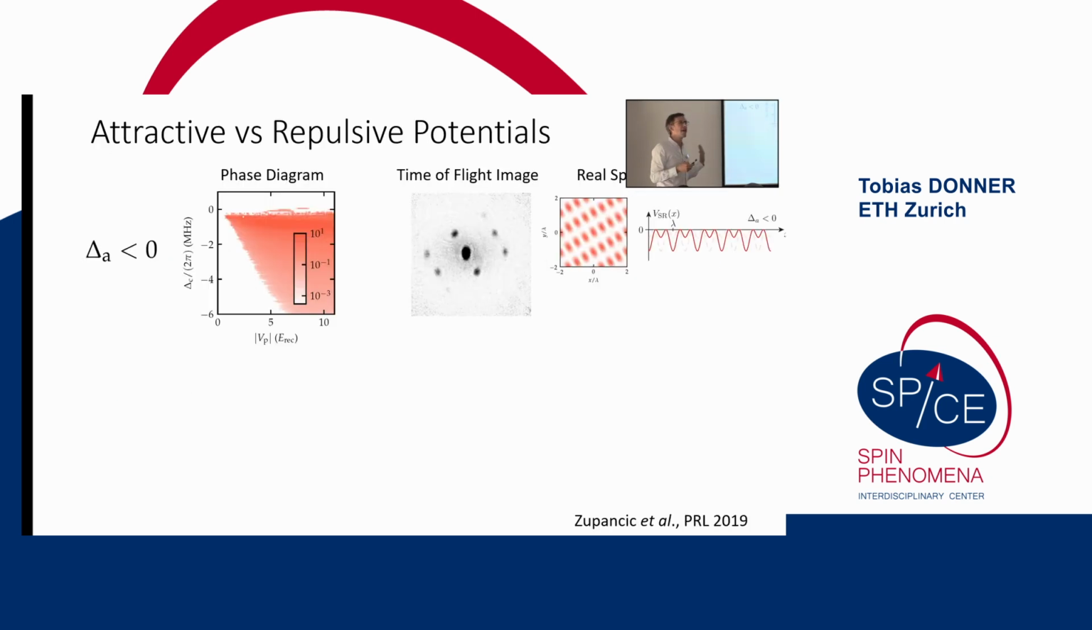Okay, so let's compare attractive versus repulsive self-organization. You see here the case I've shown to you before. So this is negative detuning between pump and cavity. That's the attractive case. Phase diagram, time of flight images. If I were to look into real space, you would find this checkerboard lattice structure the atoms are acquiring. And this was the potential cut along the pump.